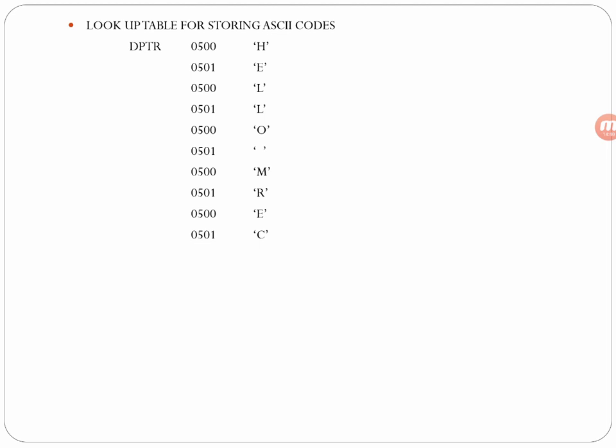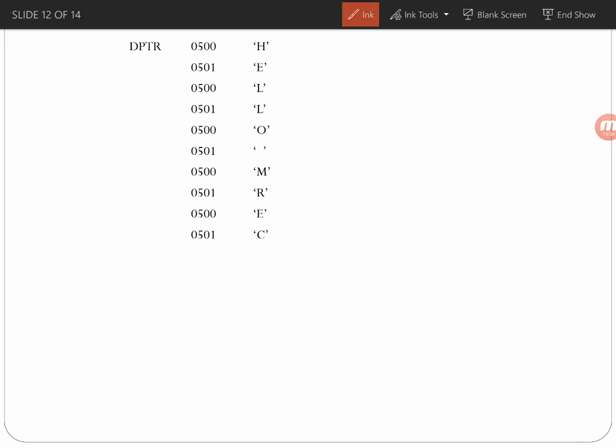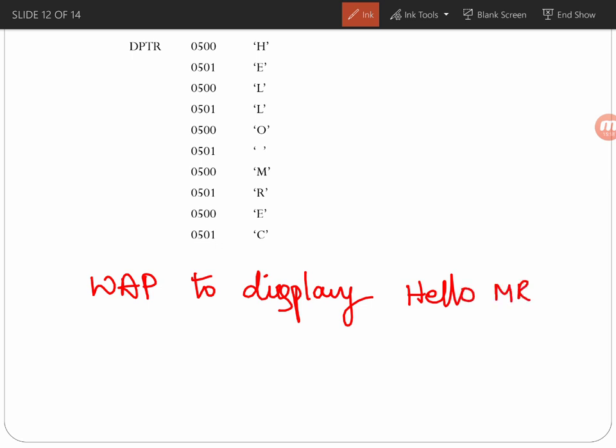So before writing the program, we are done with the interfacing diagram and also the commands to be given to the LCD display controller. Then we have seen the steps to write the command word and the data word into the command register and the data register respectively. So here I am writing a program to display Hello MREC.